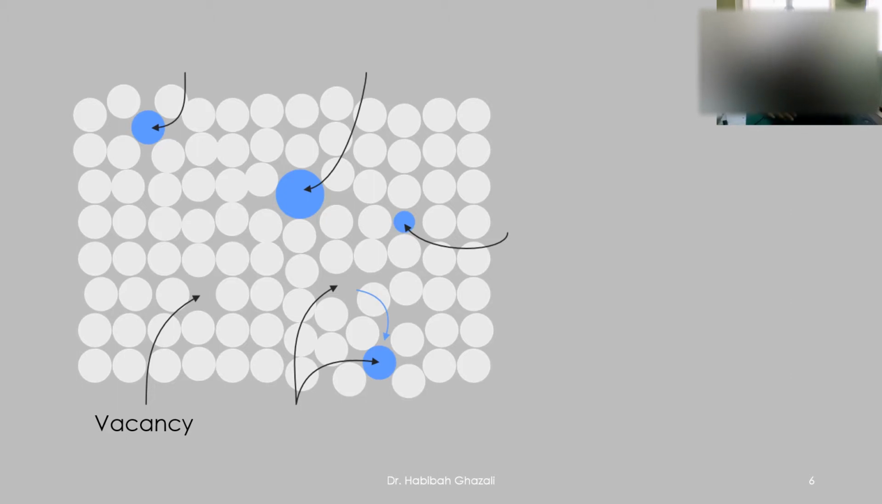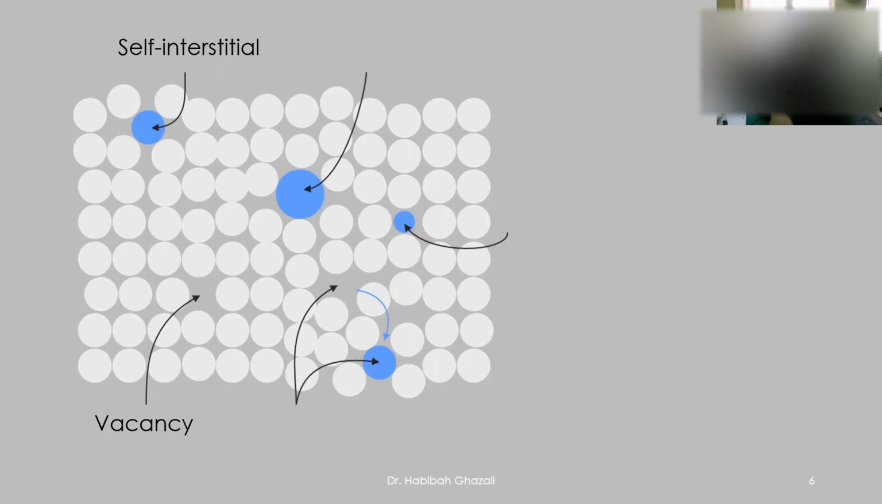In another situation, we probably have a different atom or the same atom from the same host material. Instead of sitting at its regular place where it's supposed to sit, it sits at the space between the other atoms. So instead of occupying its own space, it goes to the interstitial space, and that is a point defect. It causes irregularity in that crystal structure, and that's what we call a self-interstitial.